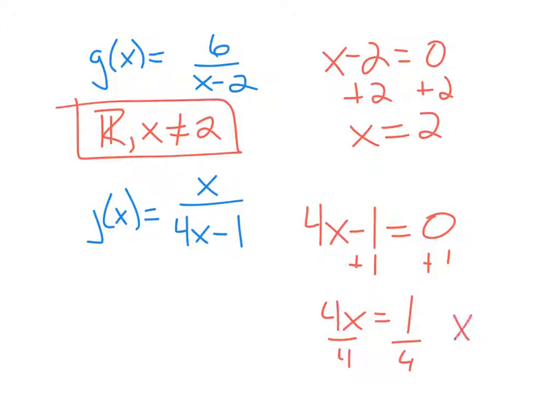And so in this case, x being 1/4 would be a problem for us. And so we're allowed to plug in any real number, so our domain would be all real numbers, with the exception of x is not allowed to be 1/4.